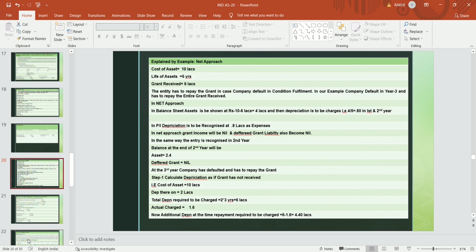And at the end of the year, if the company defaults, then firstly we will calculate the depreciation as if the grant was not received. So we will take the cost of the asset as the full value, that is 10 lakhs, and depreciation is to be charged over a period of 5 years, that is 10 divided by 5, that is 2 lakhs. Then at the end of the second year, the value of the asset will be 6 lakhs after charging depreciation.